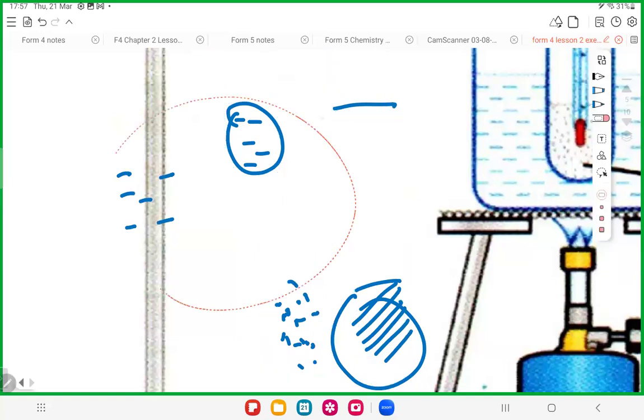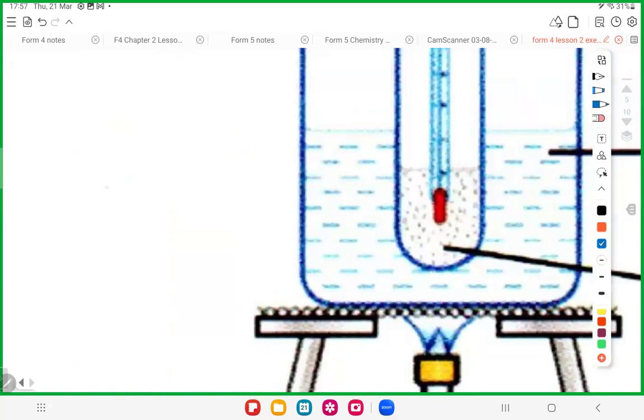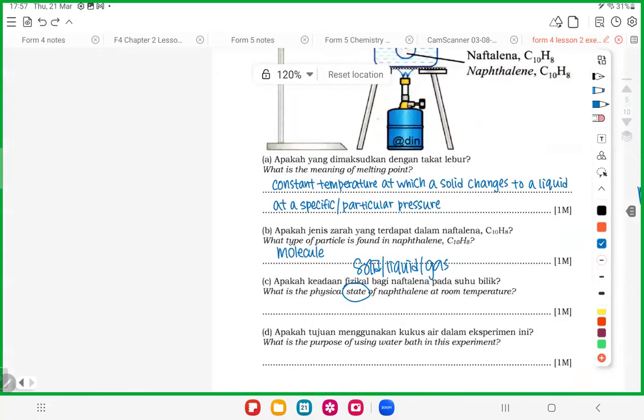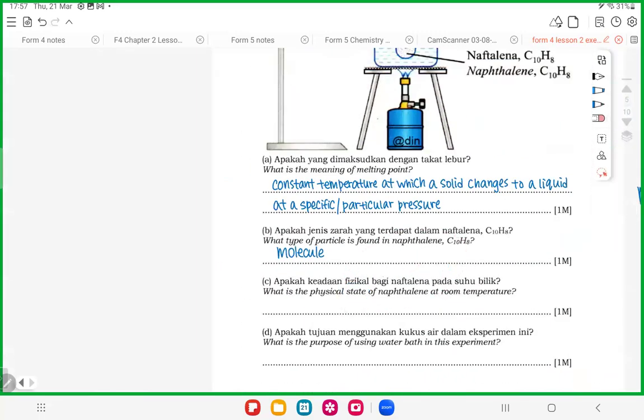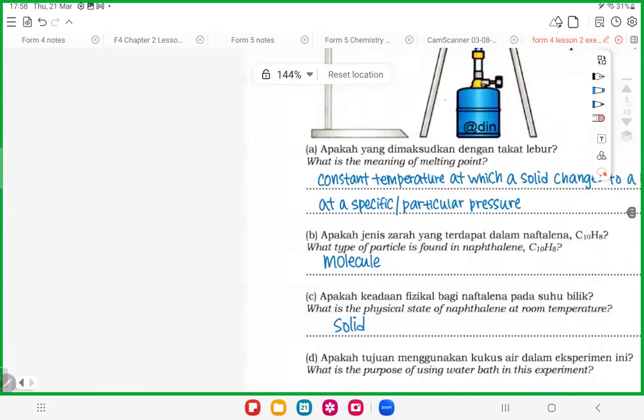Okay? So from this one, you can see this thing obviously looks like what? Powder, right? It does not look like a liquid. So it is a solid. So from here, you should know that this fella is a solid. All right, finish. Okay, next one.